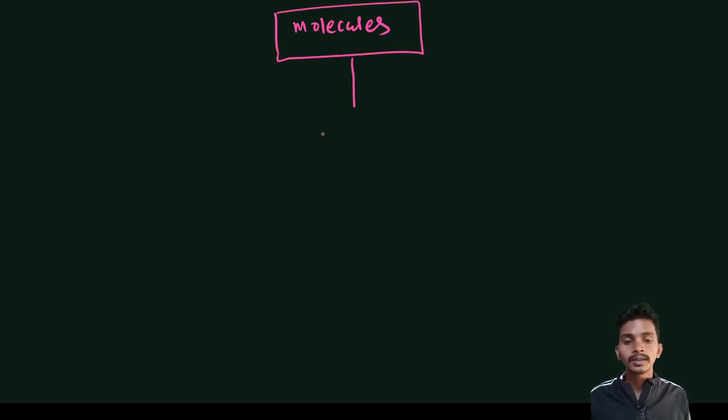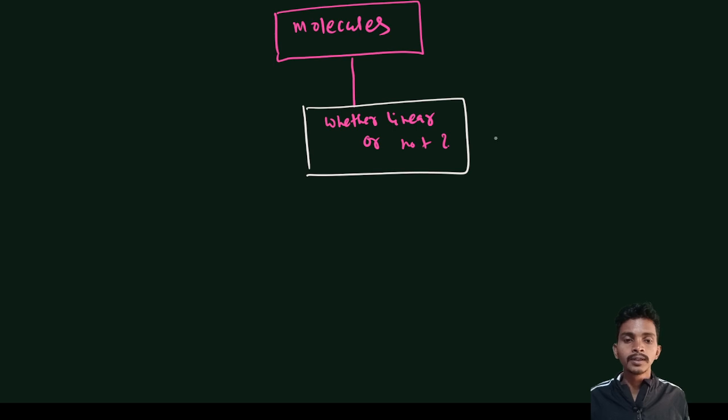First, we will ask whether it is linear or not. This is the question. If the answer is yes, y means yes and n means no. If it is yes, then I will ask another question.